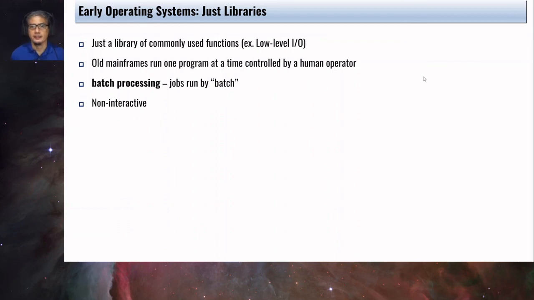And this is actually present during the old days when we still have mainframes, wherein there is a human operator that actually accepts jobs from the user, say in the form of punch cards, and then inserts this punch card to the mainframe. And this is basically called batch processing. So the jobs are run by batch, and basically the process is non-interactive. Once the job is submitted, you can't do anything. You simply wait for the output. You don't know whether the output is correct or not. If it is incorrect, you have to resubmit another job or another batch.